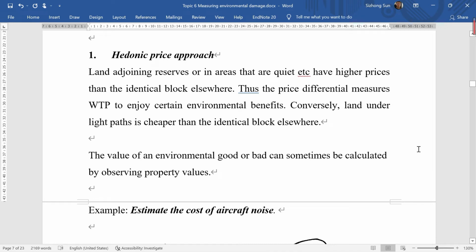So we are assessing a project which creates externalities, external benefits or external costs. So in our NPV calculation, we need to include these external benefits or external costs. So it is necessary that we put a dollar value on these items, or we value these items.